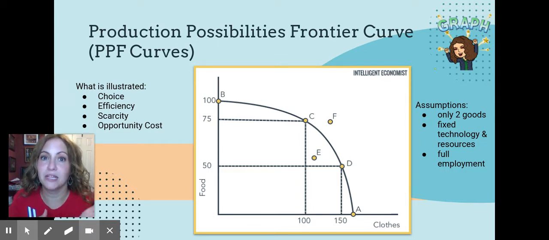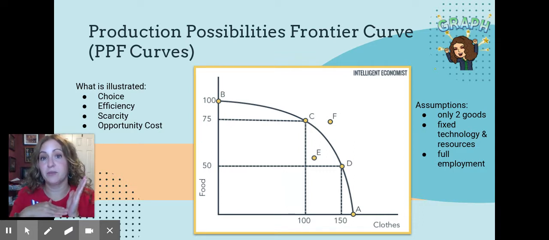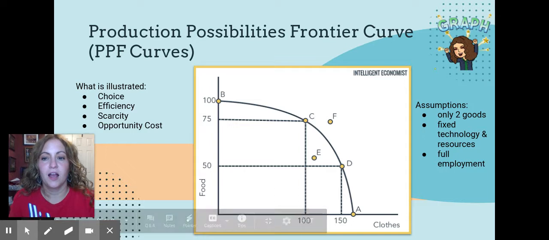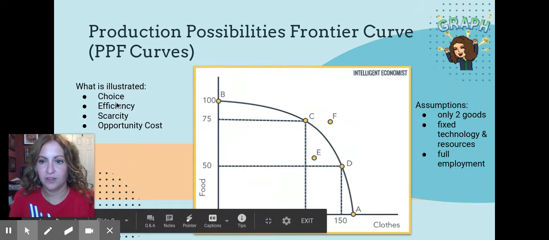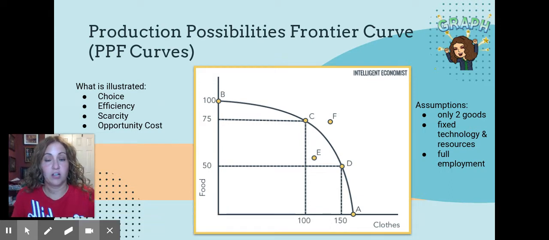Guns being military spending. So think of obviously the military, but then border patrol and things like that. And then you have butter, which is going to be your domestic programs: welfare, social security, education, infrastructure, things like that. So the government can choose to spend all of their resources towards one, all towards the other, a combination of them, somewhere in the middle. It just depends. So let's talk about what is illustrated in this graph. Here we have choice illustrated. And we talked about choice yesterday, and that's basically what economics is the study of.